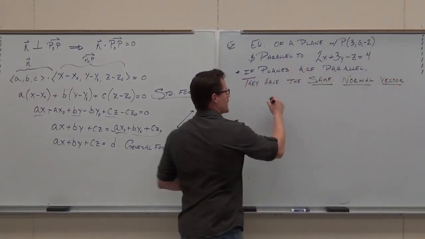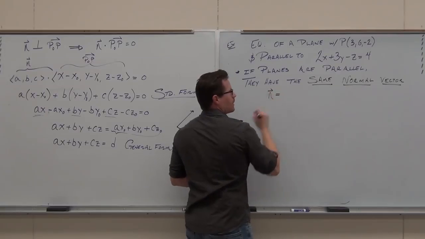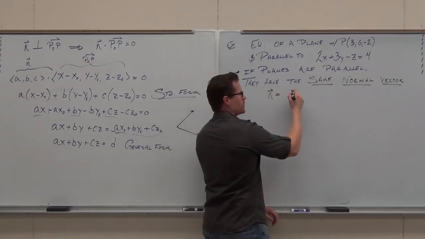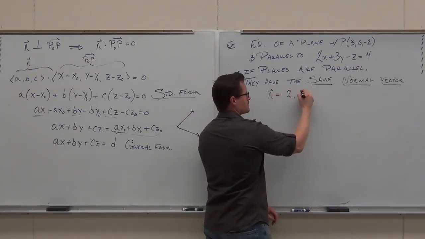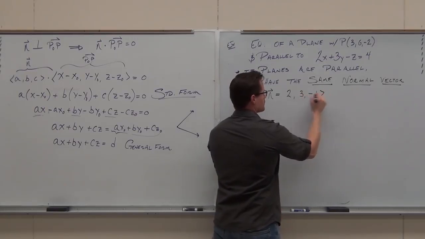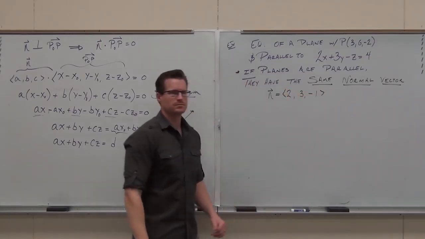And I know you wrote it down. Our normal vector here is, what is it? 2, 3. Okay, let's try it again.